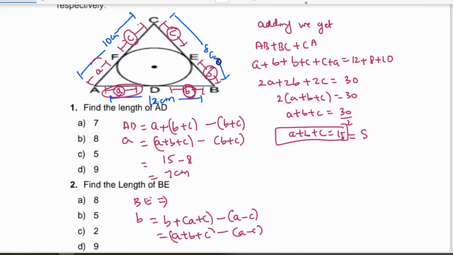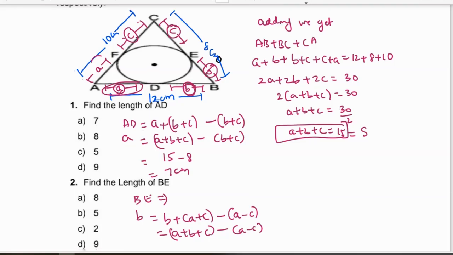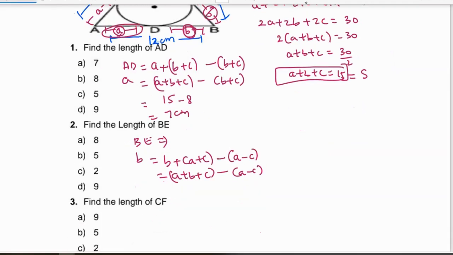Now A plus B plus C is how much? It is 15. So it is 15 minus A minus C is how much? 10. So it will be 15 minus 10 is 5. So it will be 5. And here it is 7.